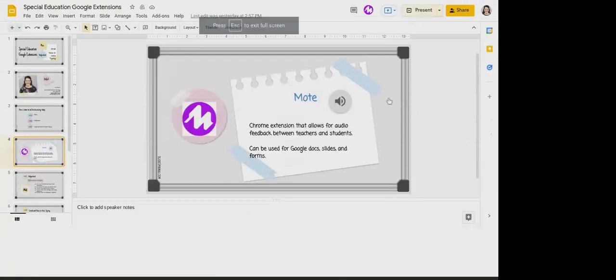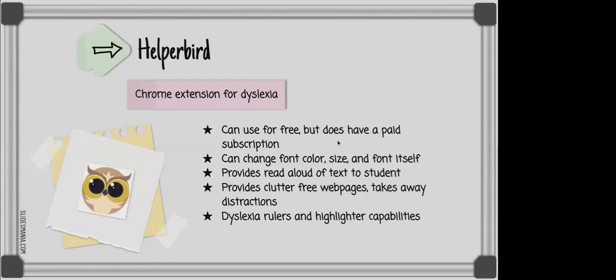Okay, so the next extension we're going to be talking about is called Helperbird. Now, I don't have Helperbird on my computer myself, but in all the research that I've been doing, this keeps coming up again and again as a good Chrome extension, with Helperbird being top of the list. This is a Chrome extension for dyslexia. It can be used for free. There is obviously a paid subscription where you get a lot more things, but for the most part, with the free version, you will be able to get what you need to help your students.